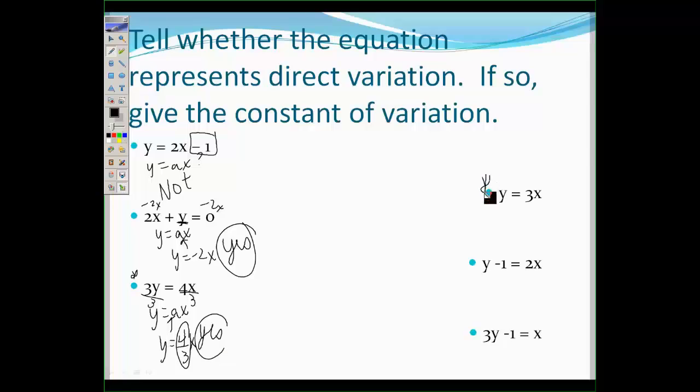This example is a classic example of direct variation. There's nothing back here. It looks like y equals ax. It will be a line, x is to the first power. We know, yes, this is a direct variation.